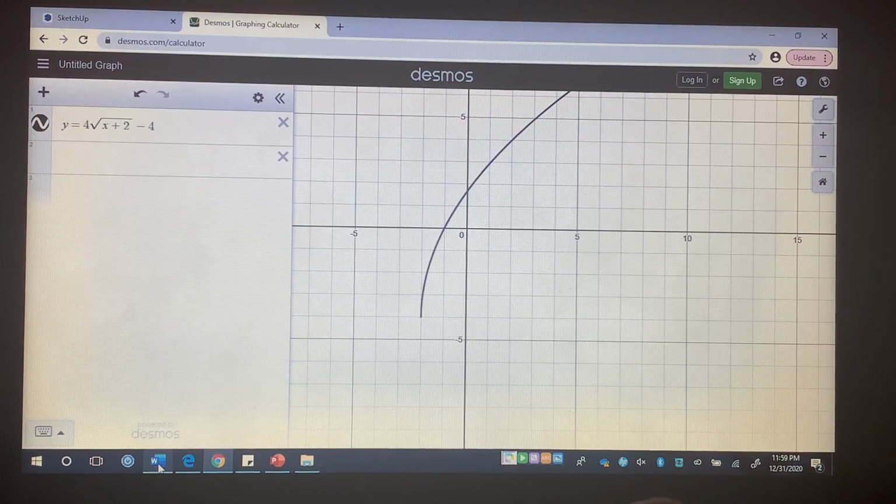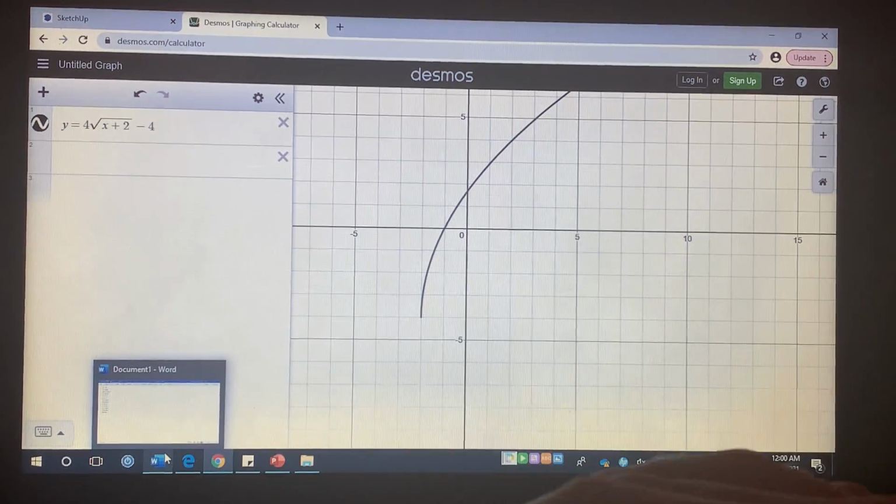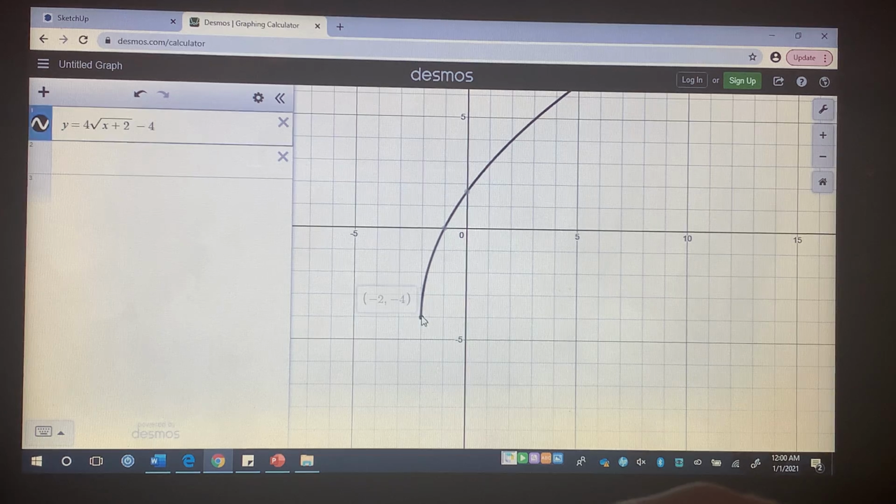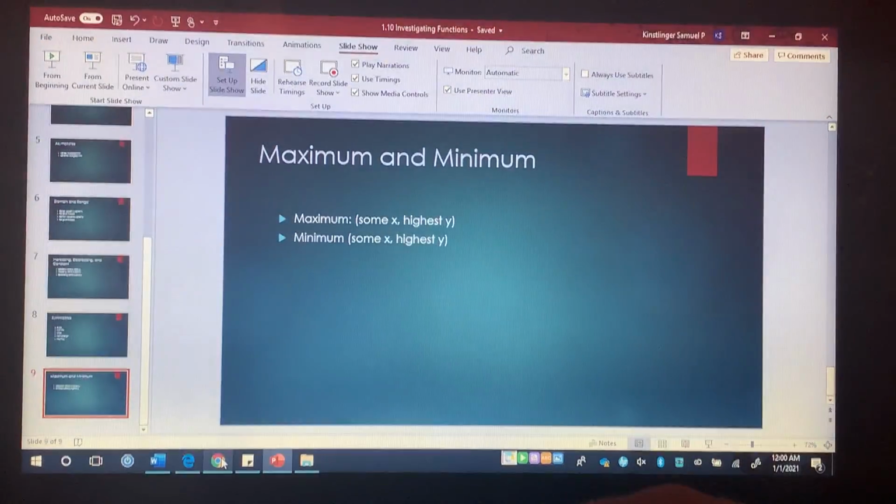There are no asymptotes. Probably should have done one with a vertical asymptote, but that's for rational functions, which have vertical asymptotes. Minimum, the minimum is going to be, see right there, it's going to be -2, and -4 for the y value. The minimum point is going to be in parentheses, because it's not actually including that point, because if it's -2, it would be square root of 0, and you can't have a square root of 0. So the minimum is just going to be (-2, -4). It's going to be -4.